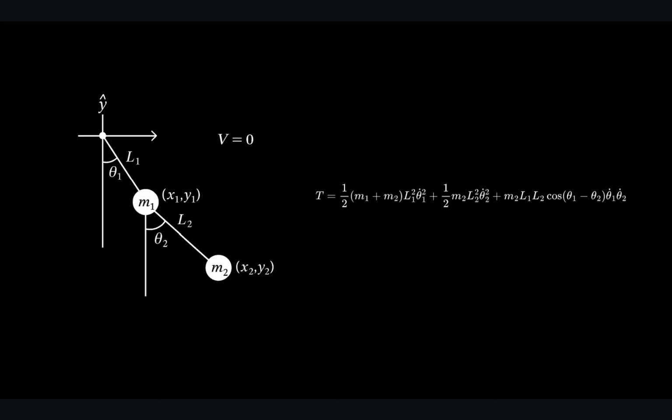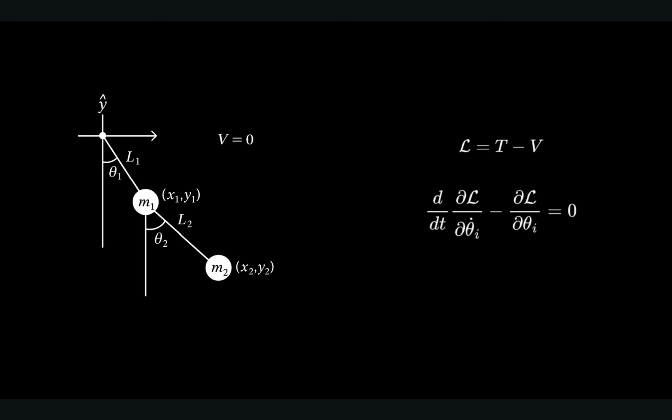terms. The full expression is T equals 1/2 (m1 plus m2) L1 squared θ1 dot squared plus 1/2 m2 L2 squared θ2 dot squared plus m2 L1 L2 cosine(θ1 minus θ2) θ1 dot times θ2 dot. The Lagrangian is defined as kinetic energy minus potential energy, script L equals T minus V.